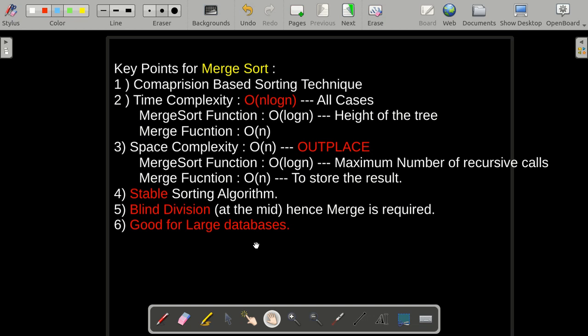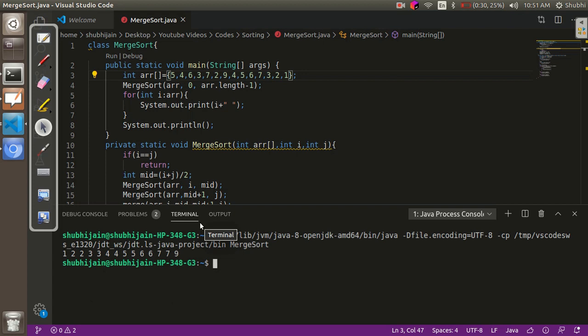In contrary, when we use quick sort, over there we do not have blind division, but over there we have meaningful division. So there is no requirement of merging or combining the sub problem solutions. The next point is that merge sort is a really good sorting technique for databases which are really large in size. So this was all for merge sort.